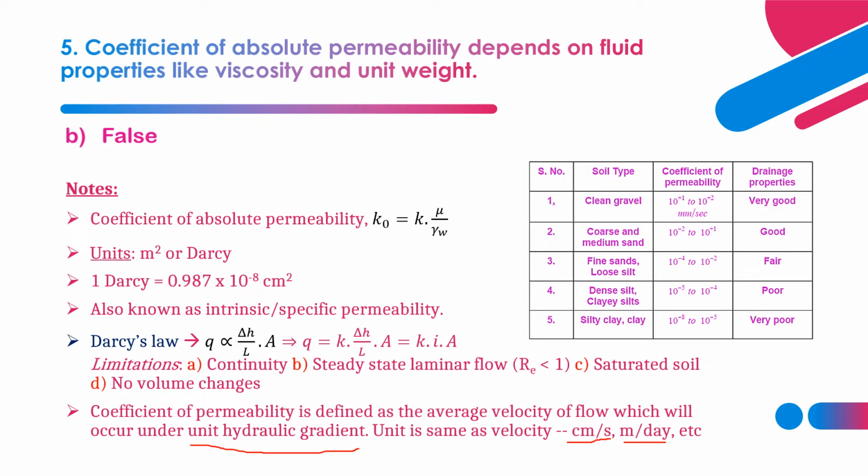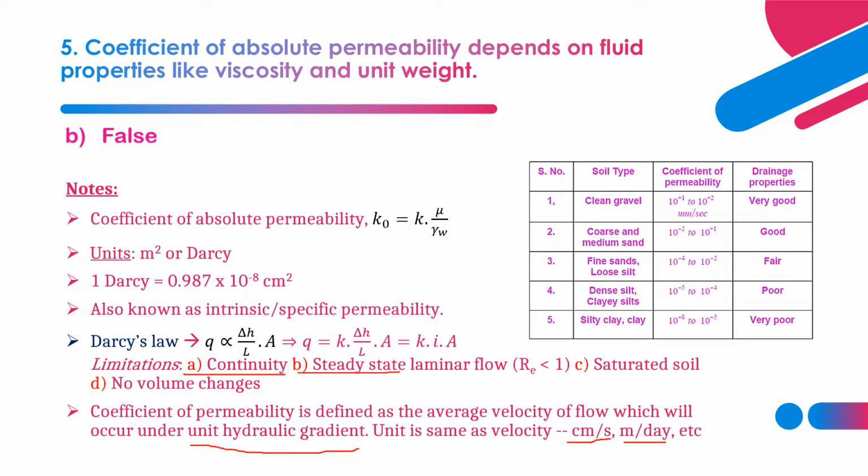There are some limitations in Darcy's law. Darcy's law is applicable only when the continuity concept is followed. That's why we applied the continuity concept in one of the previous questions. We have seen K into del H by L is equal to K V into total head loss divided by total height of the strata. So we have already seen the continuity concept, that is, velocity remains the same.